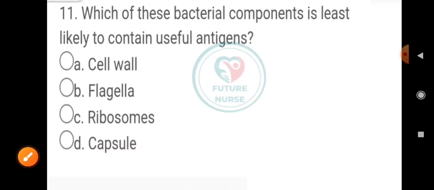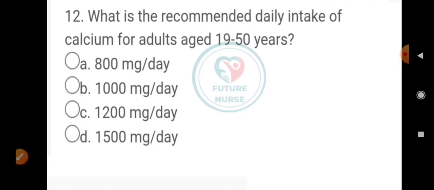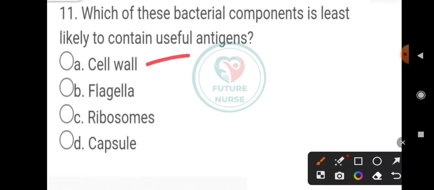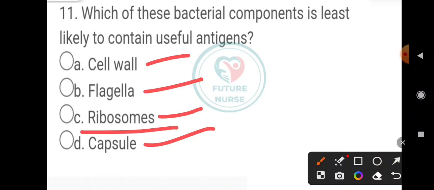Which of these bacterial components is least likely to contain useful antigens? So the options are cell wall, flagella, ribosomes, capsule. So the correct answer, ribosomes.